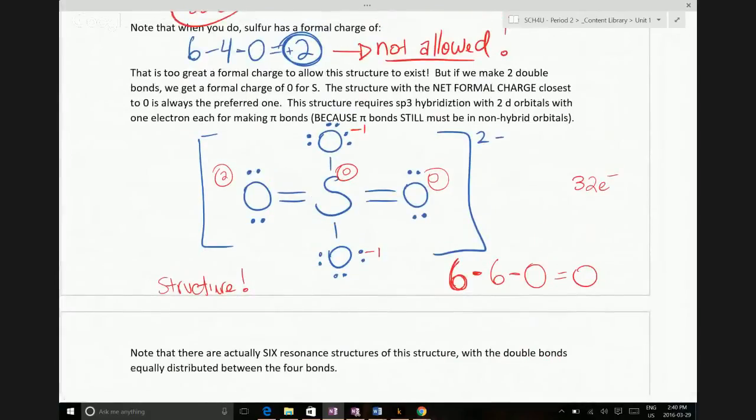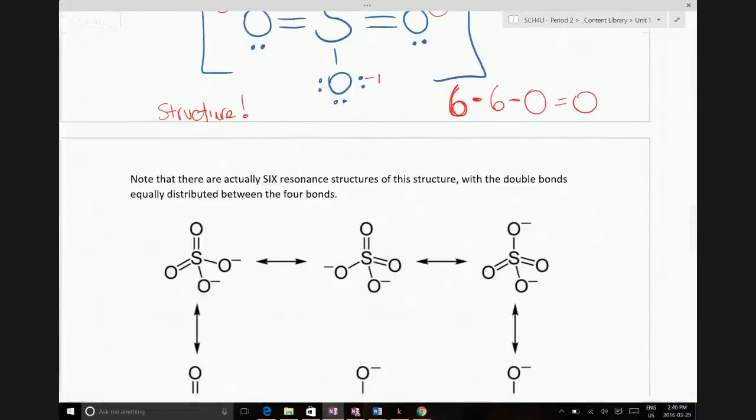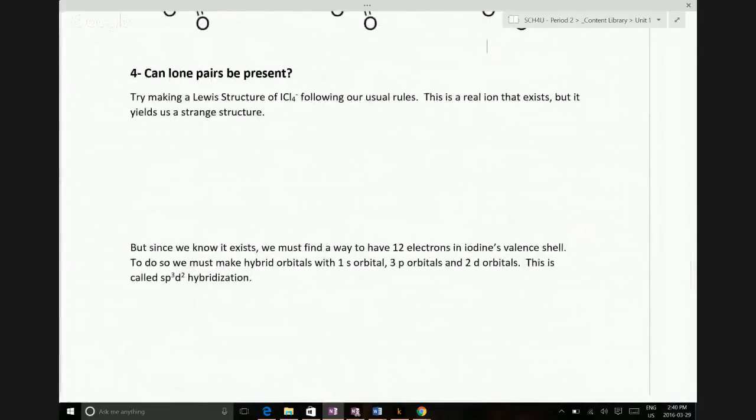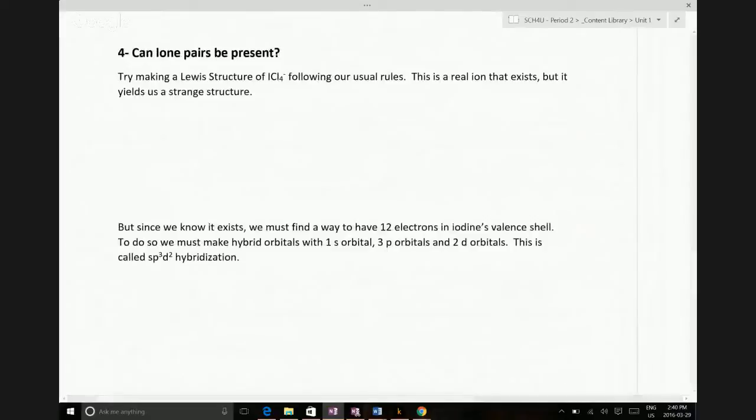All right, and just something to keep in mind, because 2 of these are pi bonds, 2 of them actually stay in d orbitals. They don't actually hybridize. And the last example I want to talk about is that there can be lone pairs.